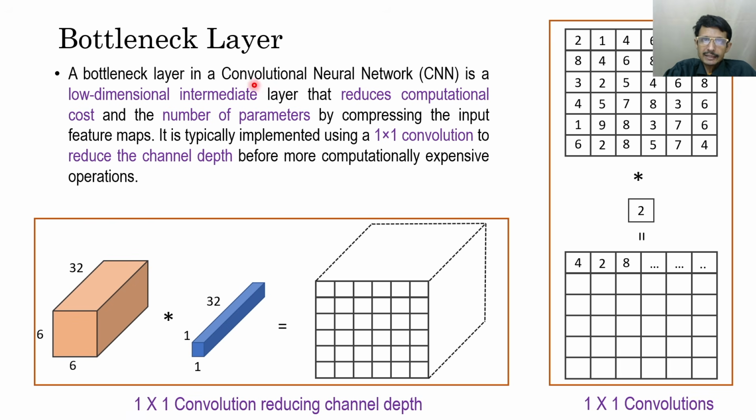So a bottleneck layer in a convolutional neural network is a low dimensional intermediate layer that reduces the computational cost and the number of parameters by compressing the input feature maps. It is typically implemented by one-by-one convolution to reduce the channel depth before the more computationally expensive operation. As we have seen, this 1 cross 1 is 32 channels, and it is just element-wise multiplication.